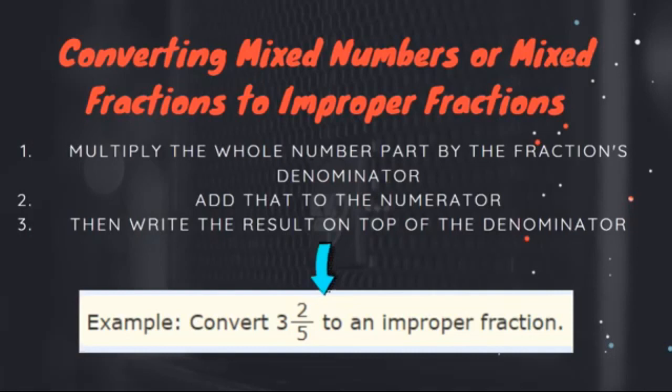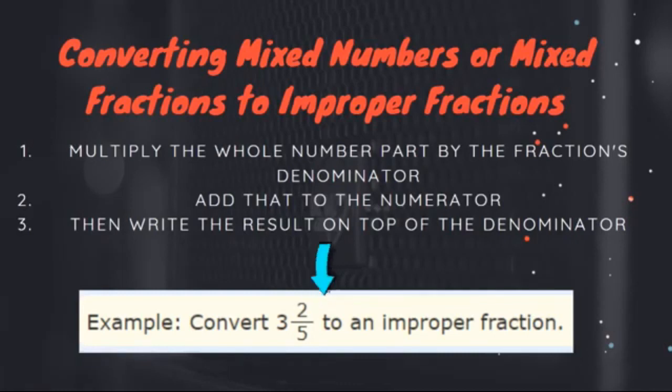To convert a mixed number into an improper fraction, follow these steps. First, multiply the whole number part by the fraction's denominator. Second, add that to the numerator. Third, then write the result as the new numerator.